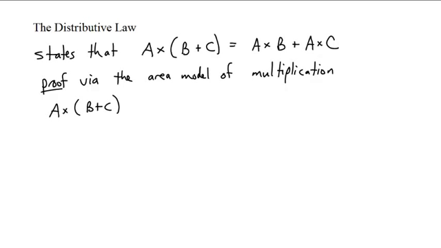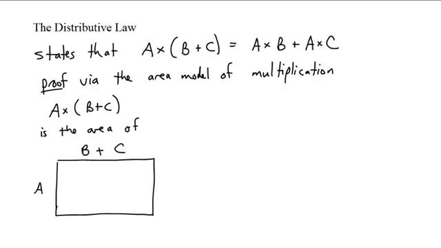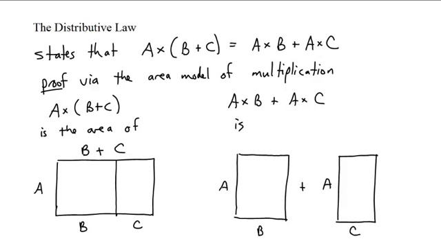That is to say that A times (B plus C) is the area of a rectangle that is A in one dimension and B plus C in the other dimension. And B plus C, as we've split up rectangles before, is B and then C. It breaks into two rectangles. Now, A times B plus A times C is two different rectangles, an A by B rectangle plus an A by C rectangle. And it isn't too hard to see that the two rectangles on the right can be smushed together to make the rectangle on the left. And that is why A times (B plus C) is the same thing as A times B plus A times C.